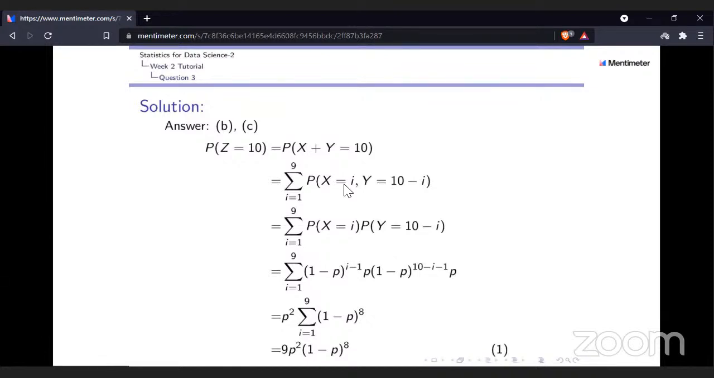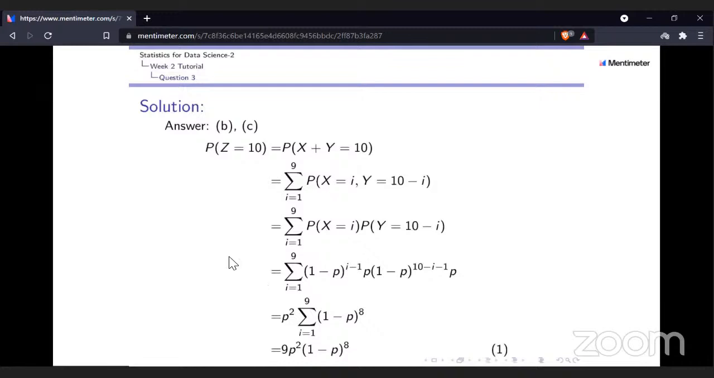Now we also know that they are independent, so we can write it separately as a product: probability x equals i times probability y equals 10 minus i. Now x is geometric, so what is the probability x equals k when x is geometric? It is (1 minus p) to the power k minus 1, into p. That is what we have written here, and the same for probability y equals 10 minus i. Now this p squared, we can take it out. Got it, ma'am. I got confused a little bit. Thank you, ma'am.